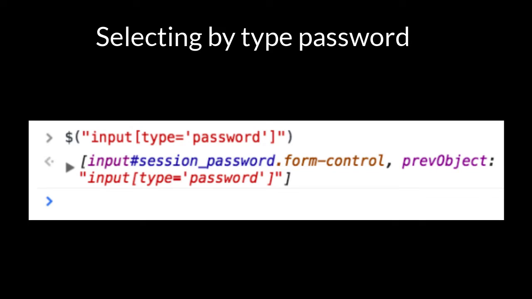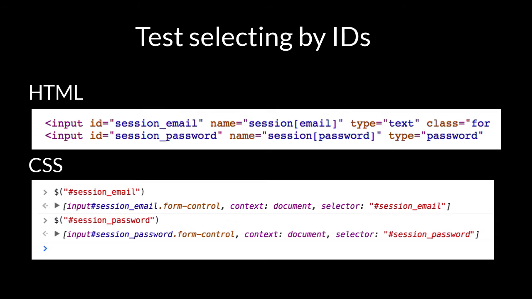If we wanted to test out that we could grab the password text box, we could select the password field by its type. Input type password. Or if we wanted to test and verify that each of these page elements had an ID associated with them, which is generally better than using an element's generic type, we could select them by their IDs, which we can get by inspecting their HTML. So here would be session email along with session_password.